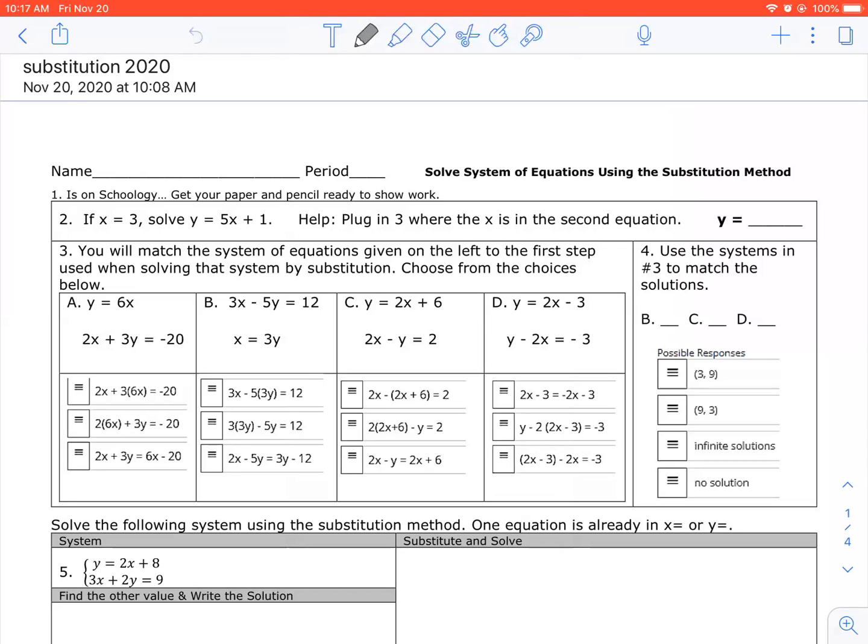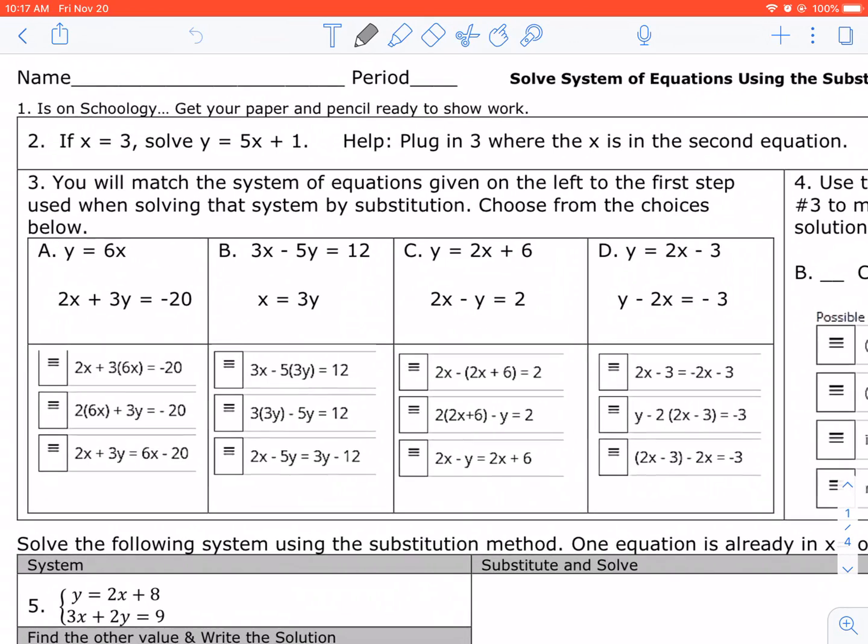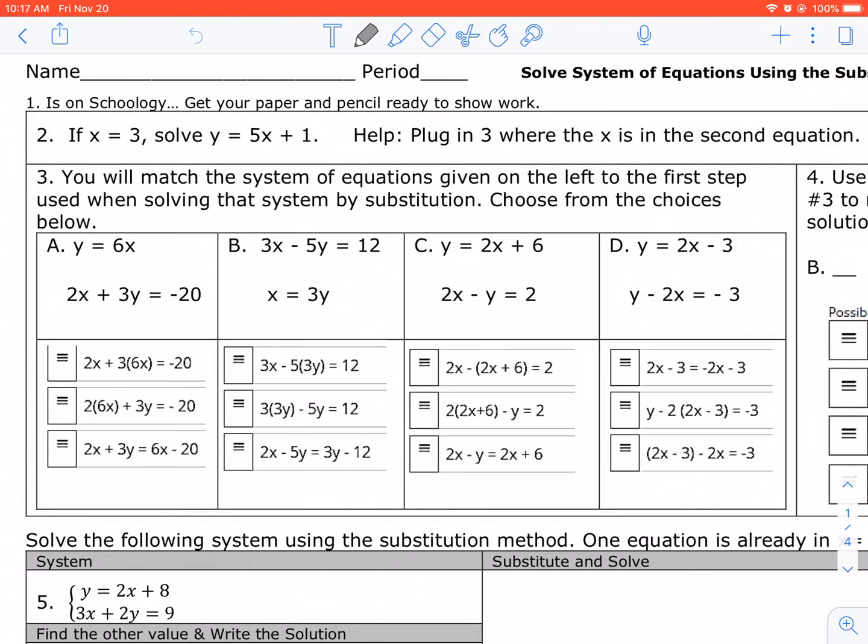Question 3 on Schoology. We are going to be doing solving systems of equations by using substitution. Question number 2, you did substitution with something that you had seen before where you just plug in a number. So now we have a system, and it says you will match the system of equations given on the left to the first step used when solving the system by substitution. Choose from the choices below. Those are the directions from Schoology.